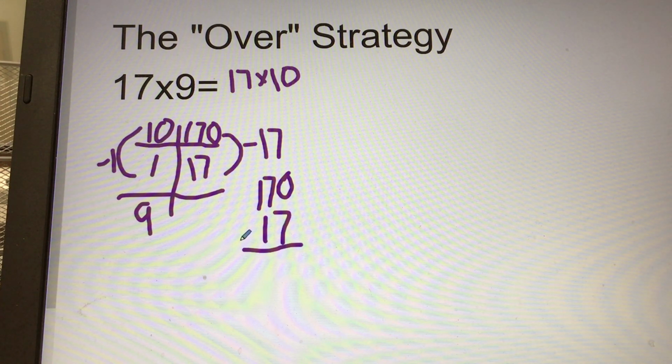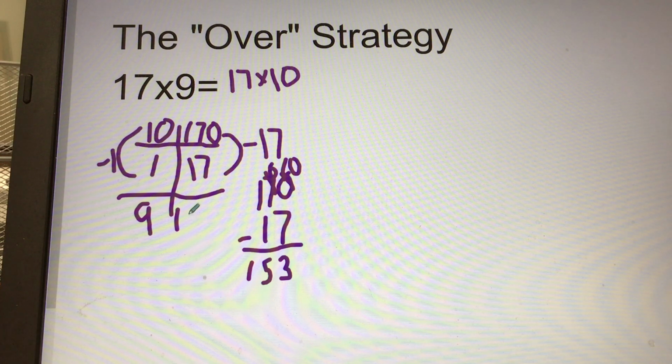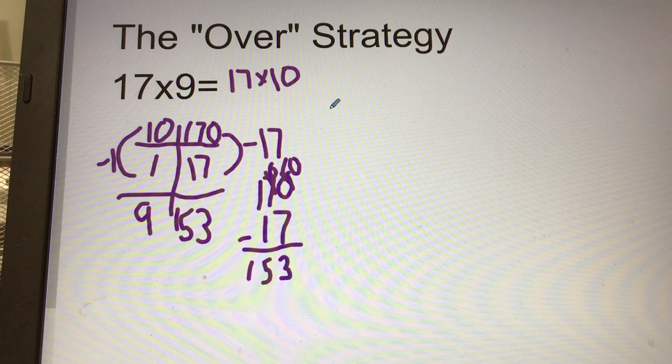Now, some of you might already know this in your head, and that's great. Okay. Oh, I can't take 7 away from 0, so that becomes a 6. And my 0 becomes a 10. All right. 10 minus 7, that's easy. That's 3. 6 minus 1, oh, that's 5. And 1 minus nothing is 1. So 9 groups of 17 is going to be 153. And that's how we can use the over strategy with a ratio table.